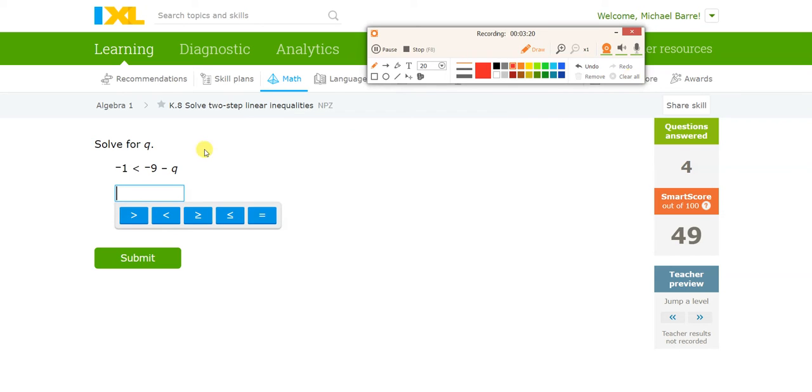This one will require a flip. So I'm going to add 9 to both sides. That's going to give me 8 is less than -q. Dividing both sides by a -1 to get rid of the negative that's on the q. And here's the flip. -8 is greater than q.